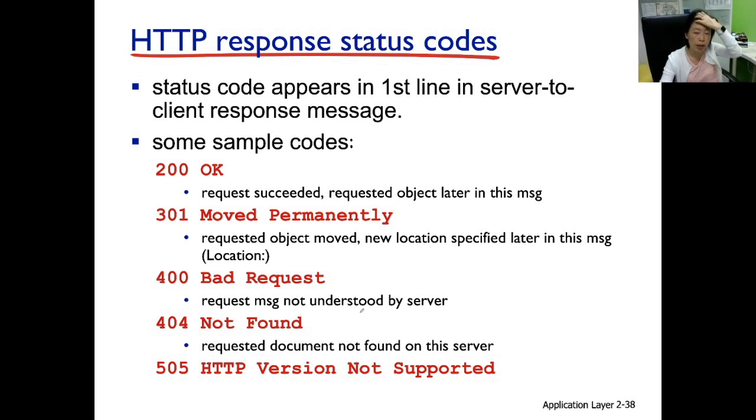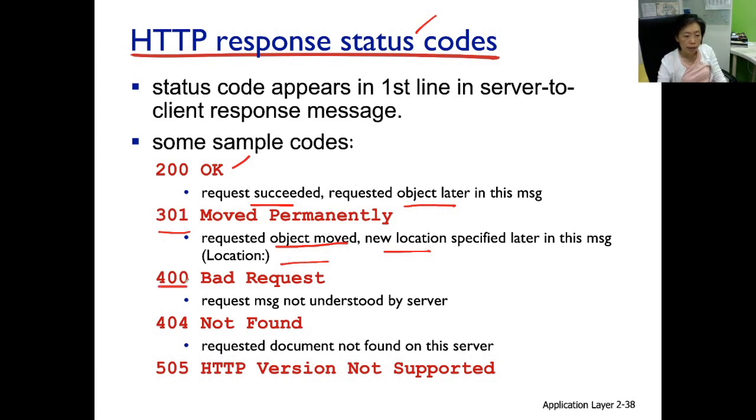Next, just to share a bit more: HTTP response message status codes. We've seen 200 OK earlier in the example. This says the request is successful and the object is embedded. 301 means the server is saying the object has moved to a new location, specified later in this message. Sometimes when you run into a message like this, you see 'click here,' and that takes you somewhere else. It's a redirecting link.